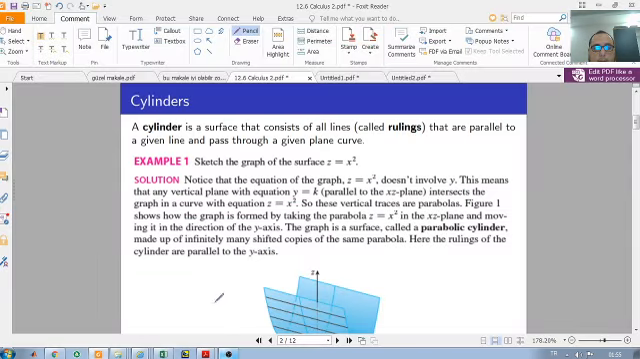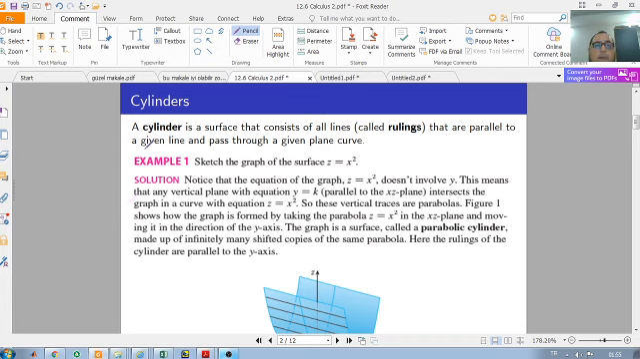Hello everyone, in this video we will cover section 12.6. In this section we will see standard forms of the equations of cylinders and some special quadric surfaces.